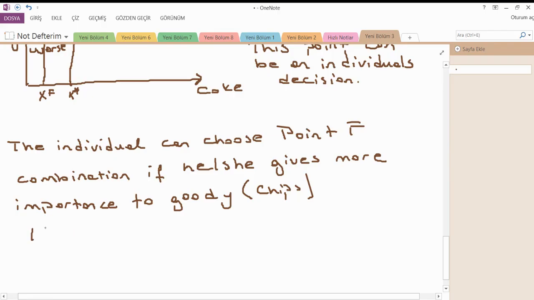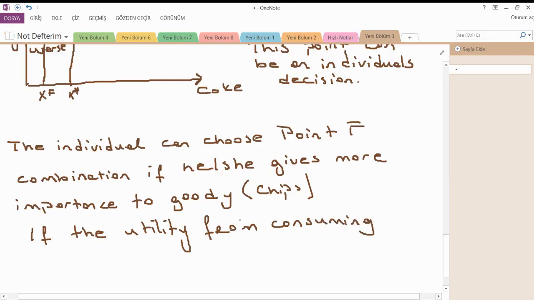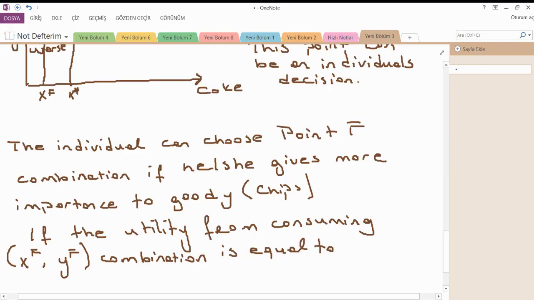So if the utility from consuming, okay, if the utility from consuming XF, YF combination is equal to point E combination, okay, the individual can choose this.